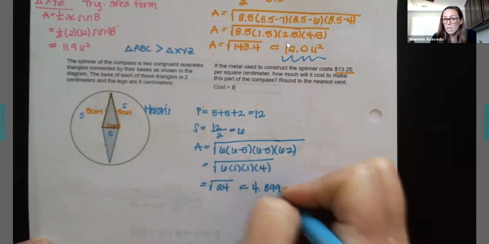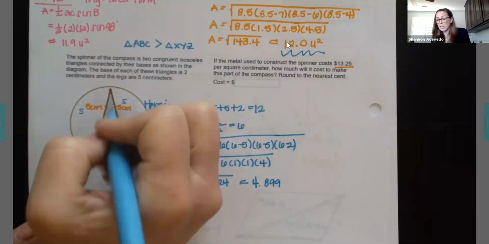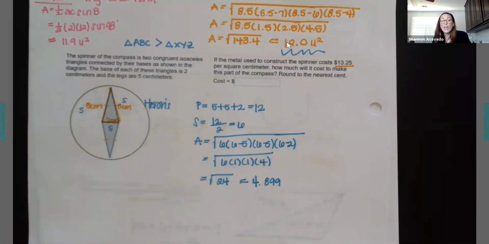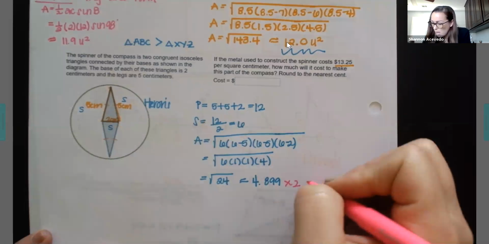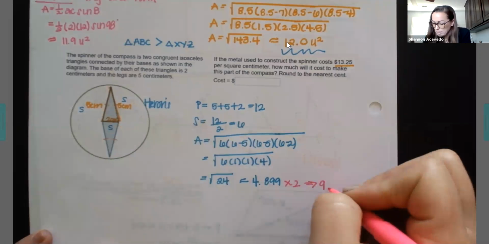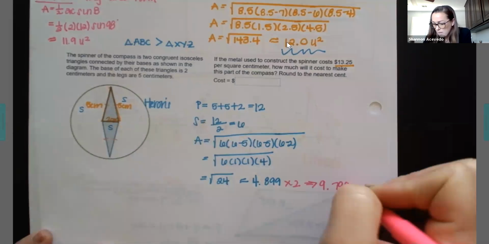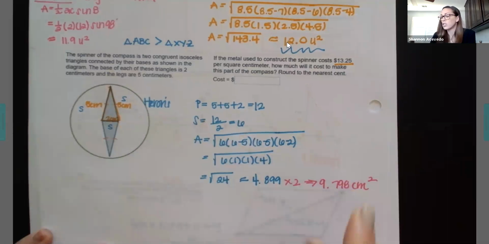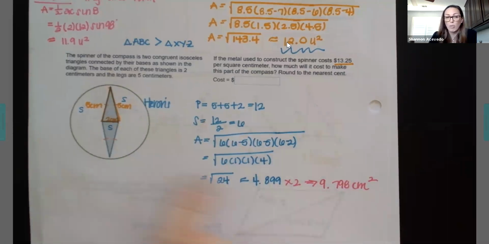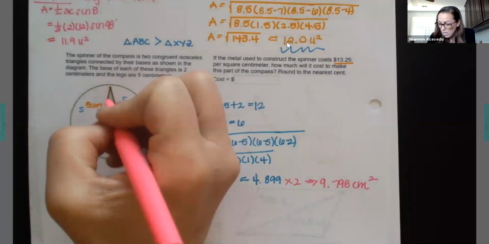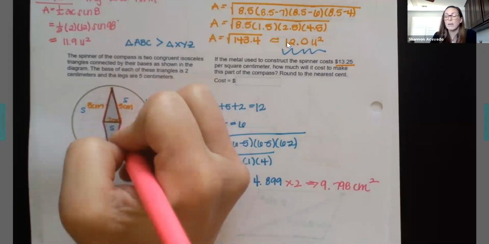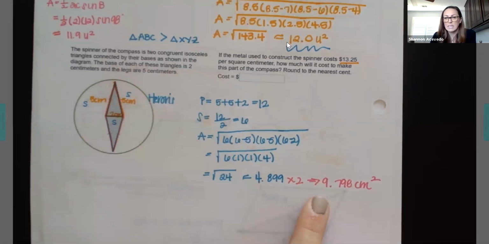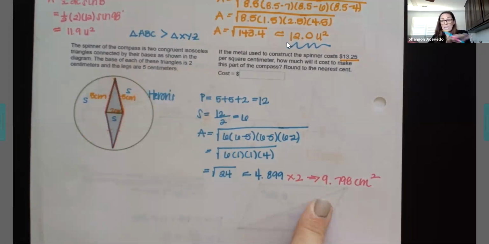4.899. All right, so this one is 4.899, but there's 2 of them. We want it for the 2 of them. So I'm going to multiply this by 2, and I get that it's going to be approximately 9.798 square centimeters. So the area of both of these, of this whole thing, is 9.798 square centimeters. So that's the area I need covered.